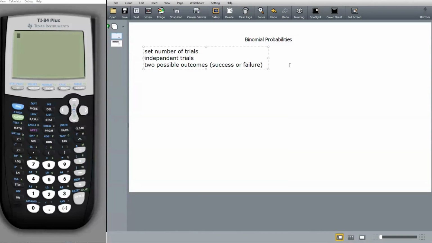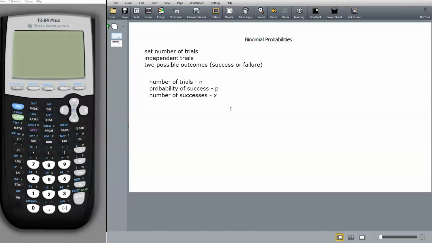Once I have identified that my question is a binomial probability, I can then figure out three important numbers to plug into my calculator. These numbers include my number of trials, n, my probability of success, p, and my number of successes, x.